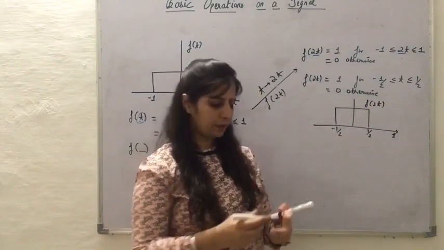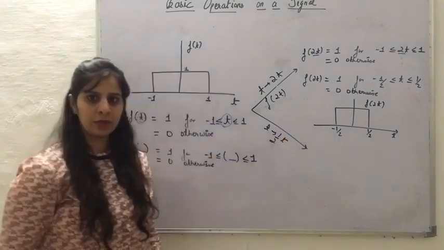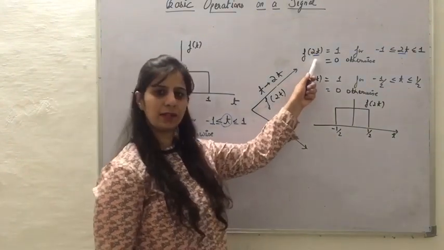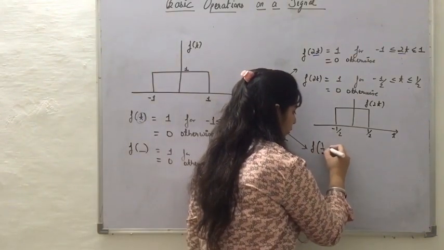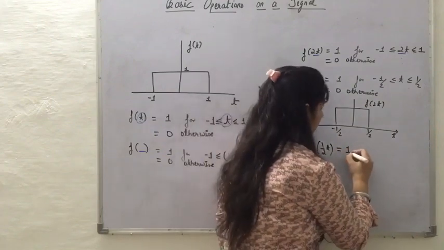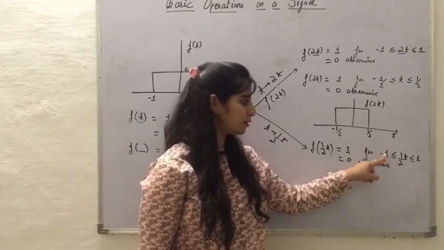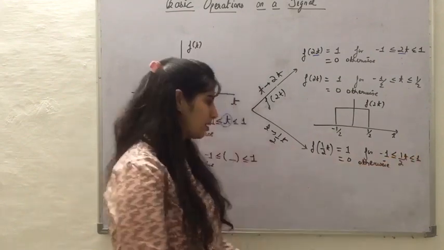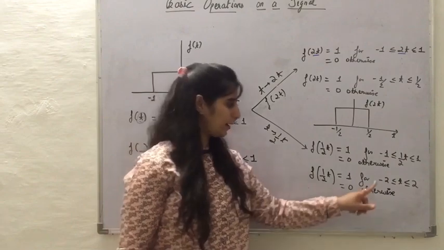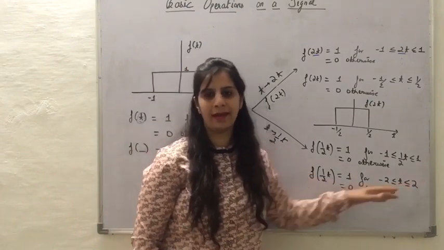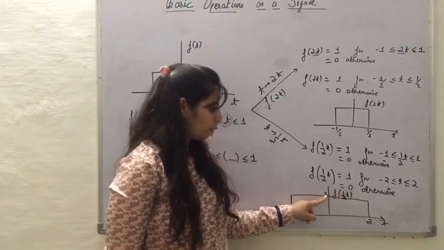The next operation could be when the same t changes to 1 by 2 t. Here we'll again modify this equation with this 1 by 2 t. So f of 1 by 2 t will be equal to, and this equation can further be modified by multiplying this 2 with these 1s. The resultant signal that we'll be getting now will range from minus 2 to 2. This is function f of 1 by 2 t, which has an amplitude 1 from minus 2 to 2.